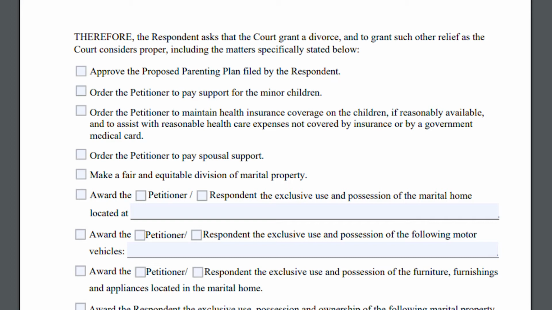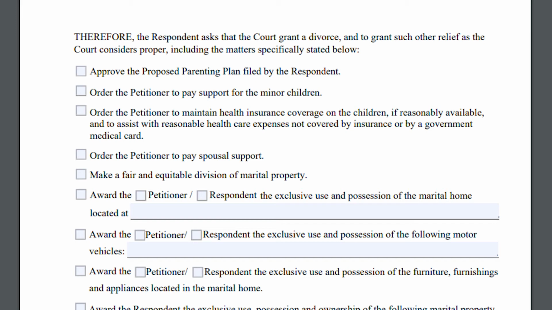There's a separate video that describes more information about spousal support or alimony and when it may be awarded by a court. The next box is about equitable distribution. This is about having the court address marital assets and debts or property. Even if it's just to say that everyone keeps what they have, you should mark this box. The next box is about who gets the marital home. Fill in information on this line if it applies in your case. The next box is about who gets certain vehicles. Fill this in if it applies to your case.